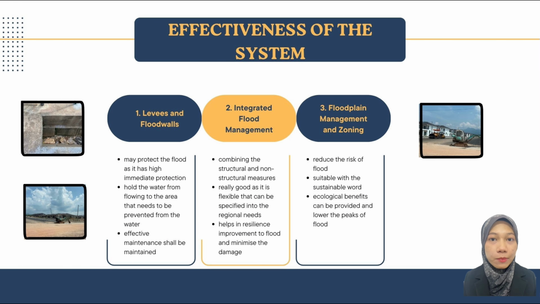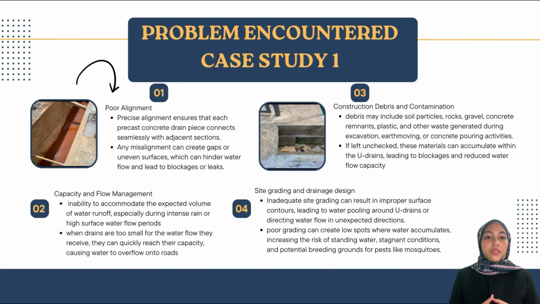Secondly, capacity and flow management present challenges. The drainage system struggled to handle the expected volume of water runoff, especially during the heavy rain. Drains that were too small quickly reached out capacity, causing overflow onto roads and creating hazardous conditions. Thirdly, construction debris and contamination were significant issues. Debris such as soil, rocks, gravel, and concrete remnants accumulate within the U-drains, causing blockage and reduced water flow capacities. This required frequent maintenance to clear the obstruction.